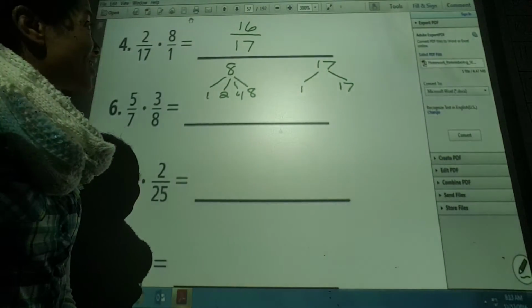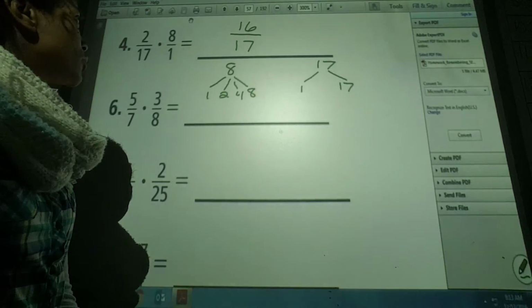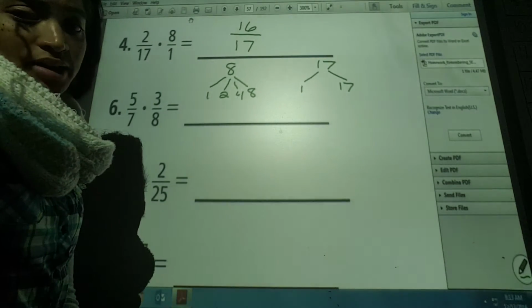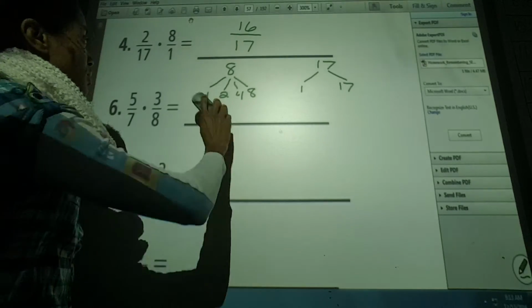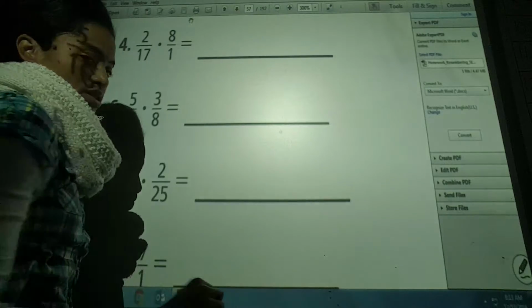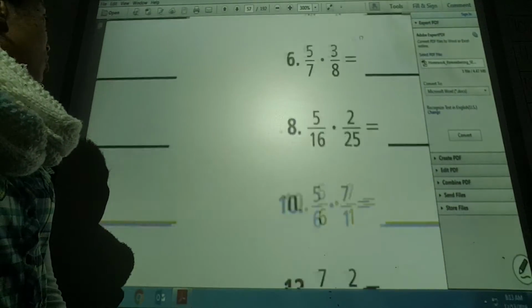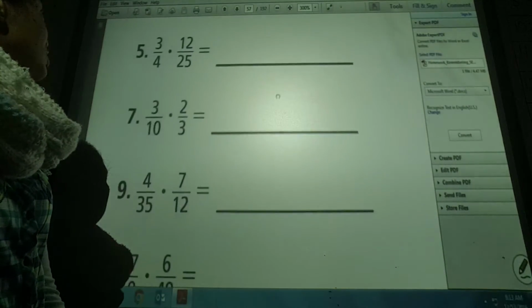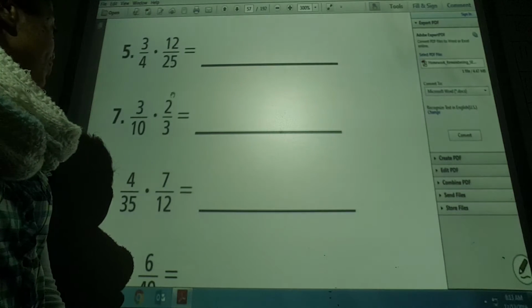There we go. All right. And you always check to see if you could simplify. In this case, we cannot. Okay. Cannot simplify that final answer there. 16 over 17. All right. So I think we should be good to go. Let's try number 5. Okay.